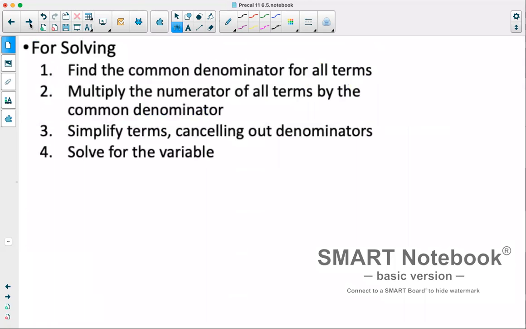Now for solving, we want to find the common denominator for all terms. Instead of getting all terms to that denominator, we will just multiply the numerator of all terms by what the common denominator would be. What this does is it cancels out all of our denominators. So once we do that multiplication, we'll simplify terms, canceling out our denominators, and from there we'll solve for a variable.